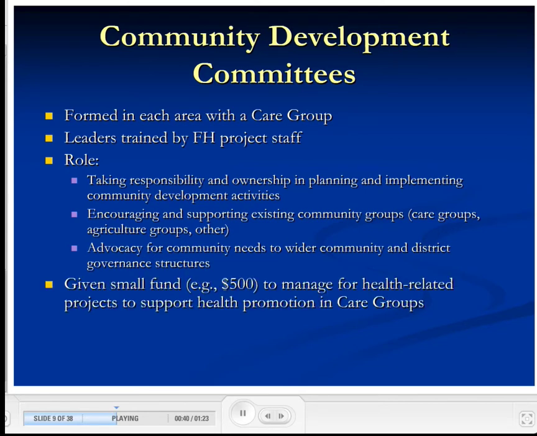They're given a small fund, about $500 usually, to manage for health-related projects to support health promotion in care groups or other projects that they want to take on.